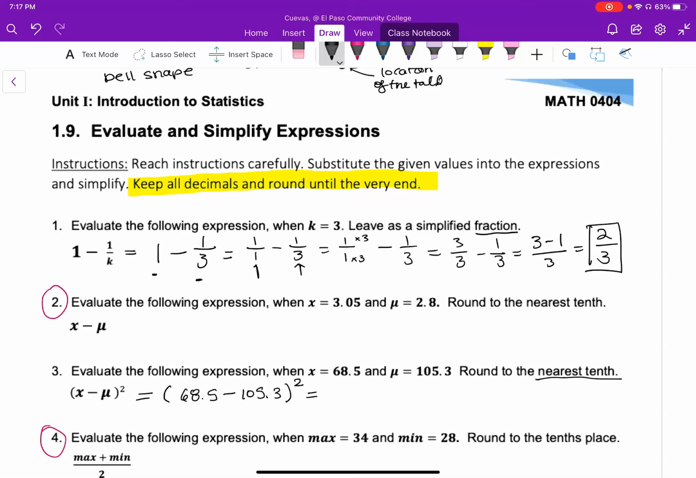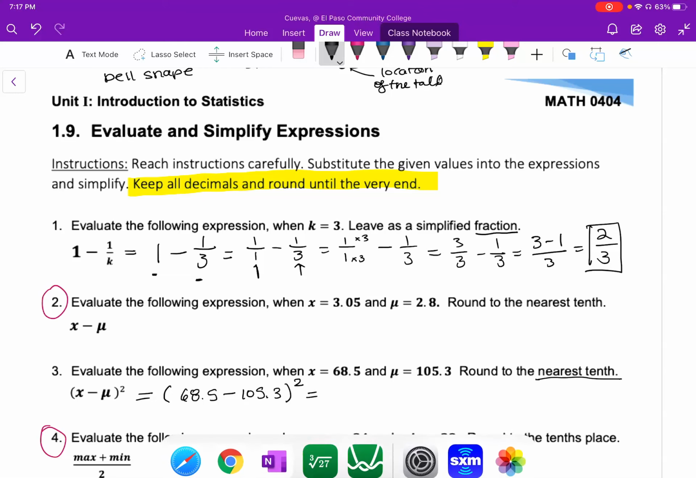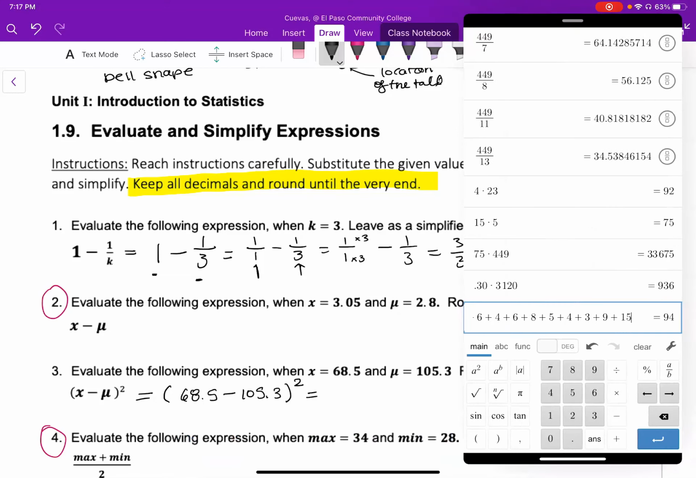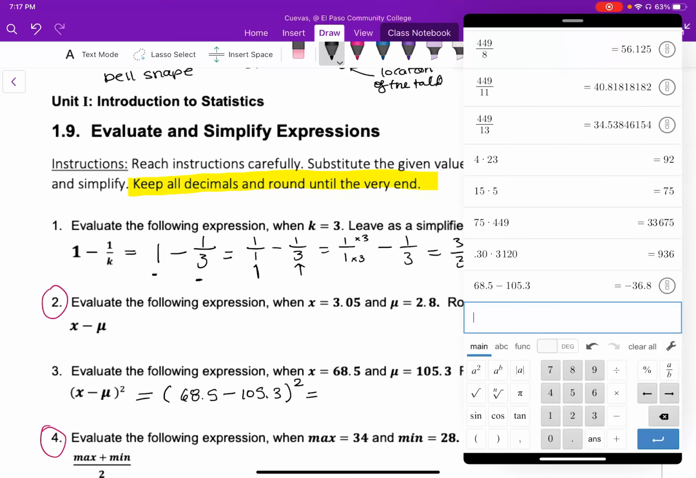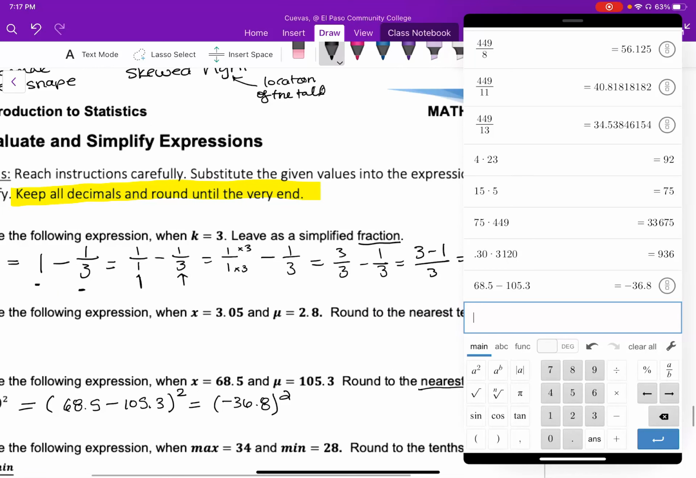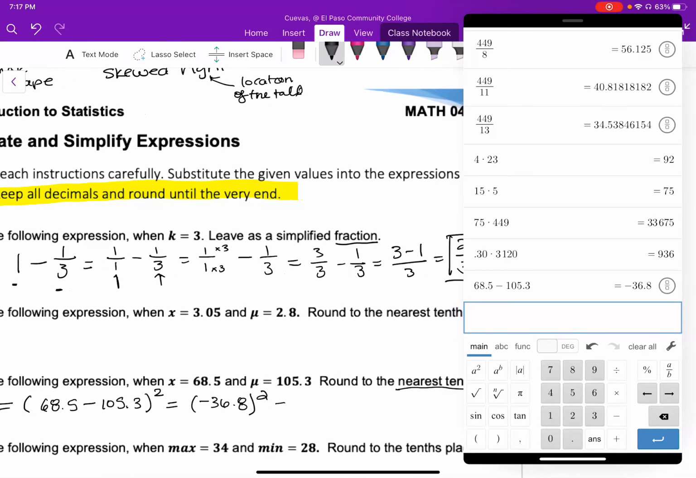68.5 minus 105.3. Let's use our calculator. I have 68.5 minus 105.3. That's going to be negative 36.8. I like to write everything out, follow my order of operations so I don't skip steps. I think often when we try to skip steps and be really fast is when all these mistakes come about.